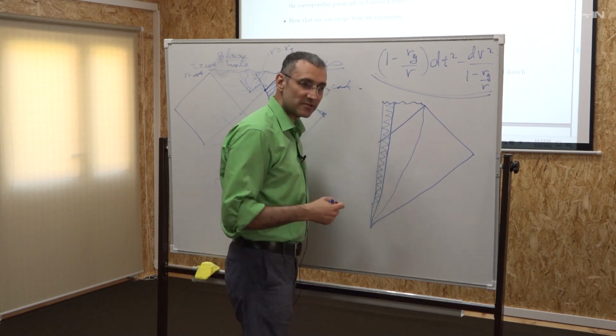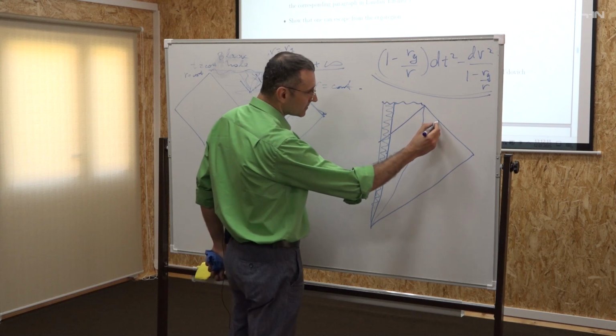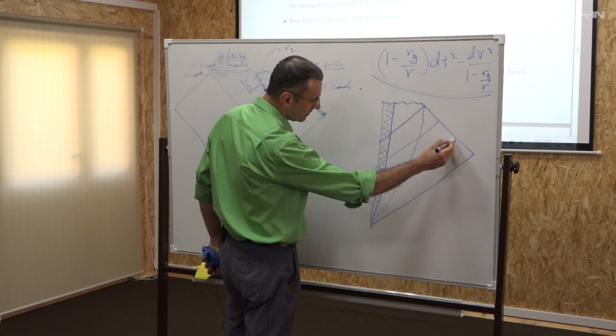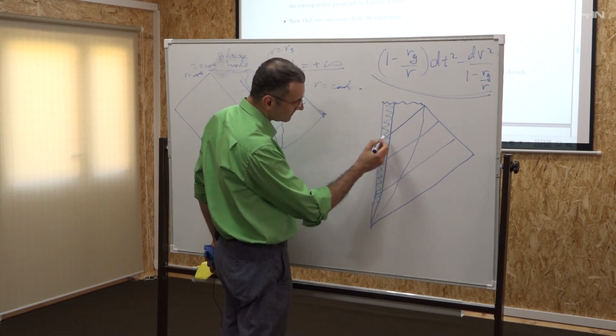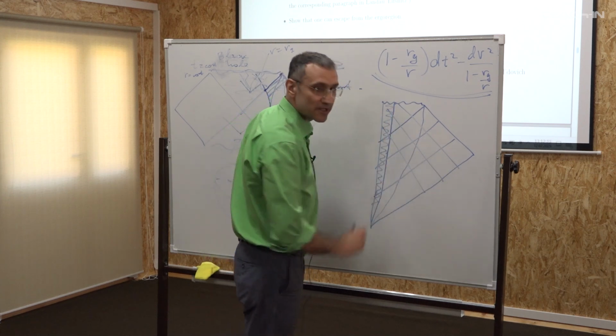But now let me just stress one point. You see, I draw this. In what approximation do I draw that I say that light rays are traveling along these lines? Which approximation do I use?